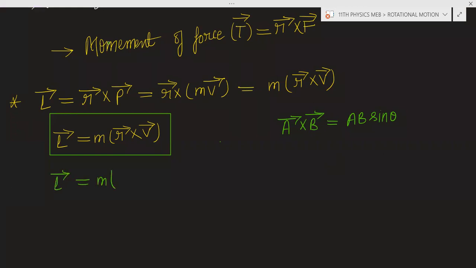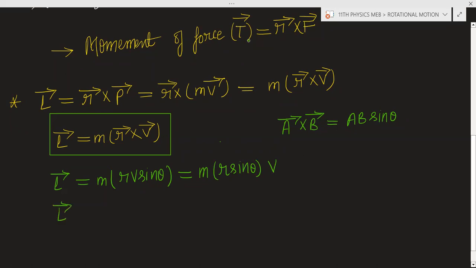This will become r into v sine theta, or you can write it as m into r sine theta into v.